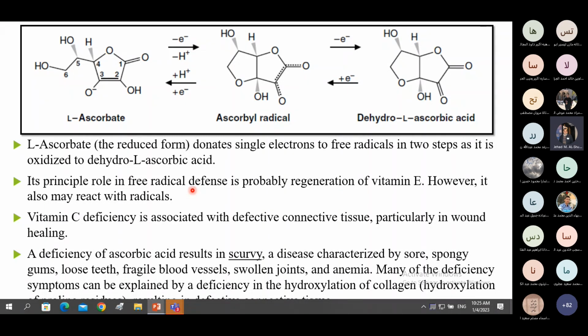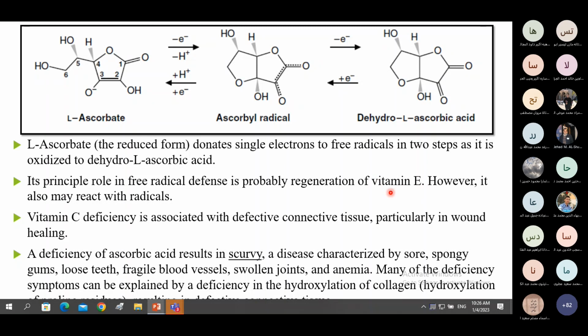Free radicals are very dangerous. They cause different diseases. They can also cause cancer. They can cause cell death. They can cause different types of diseases. This is why free radicals are highly dangerous in our body. Vitamin C fights them. Also, the most important thing for you to know about vitamin C's role in free radicals is that it regenerates vitamin E.